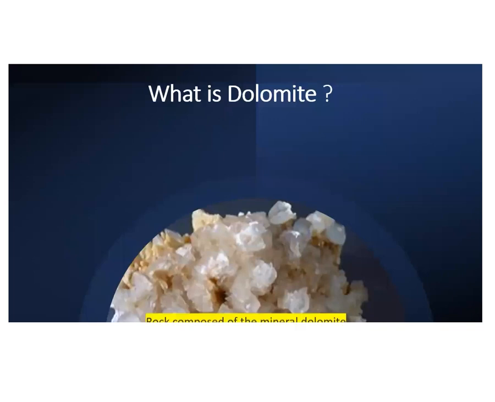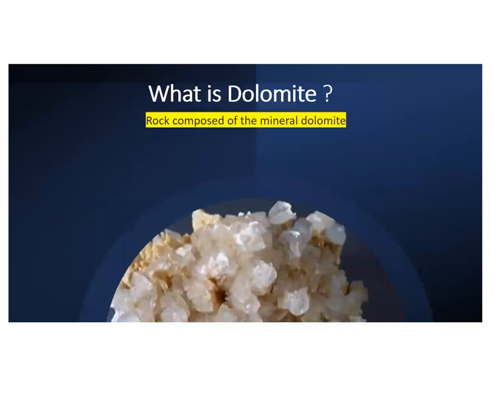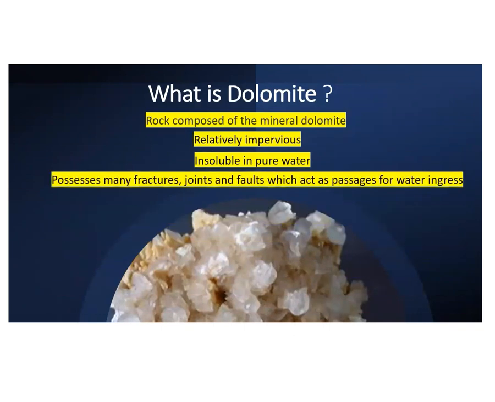So dolomite is a rock composed of the mineral dolomite. It's relatively impervious, so it's not penetrable. It's insoluble in pure water, so it doesn't dissolve, and it possesses many fractures, joints and faults, which act as passages for water ingress. It's also sometimes referred to as a carbonate rock. So when someone says carbonate rock, think about things such as dolomite and limestone. It falls into that type of category.